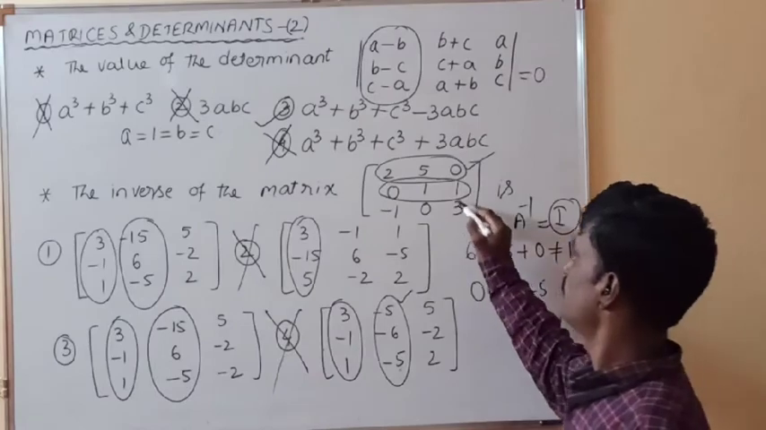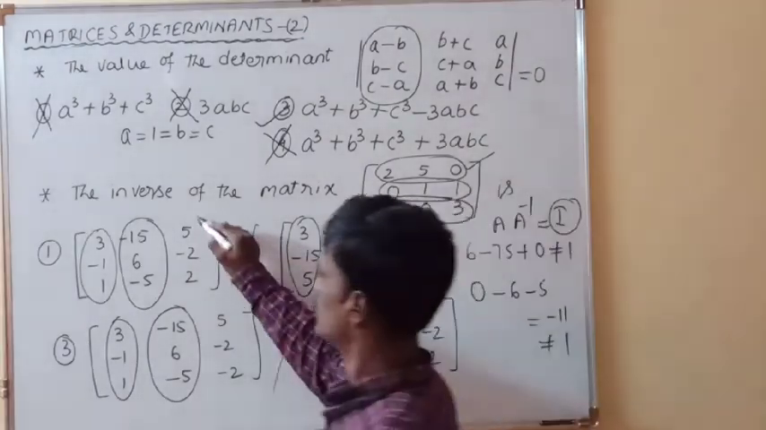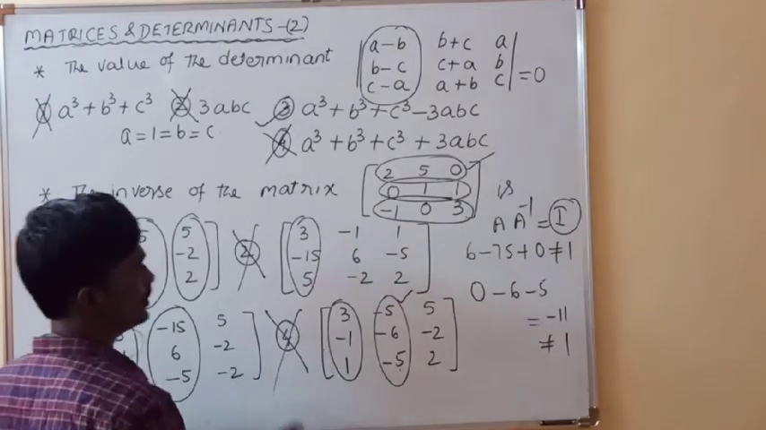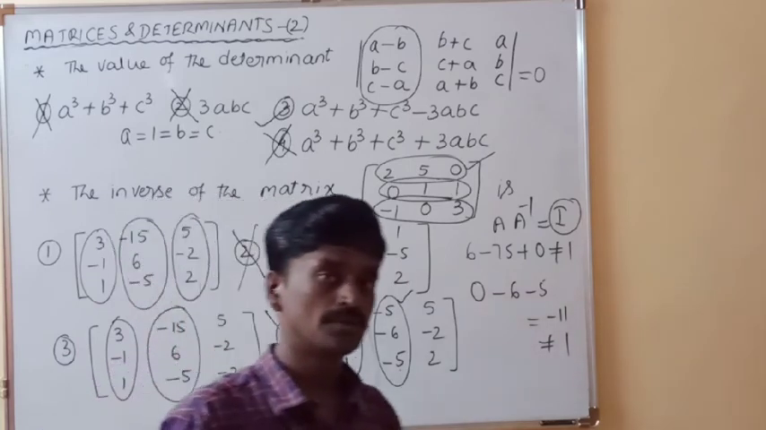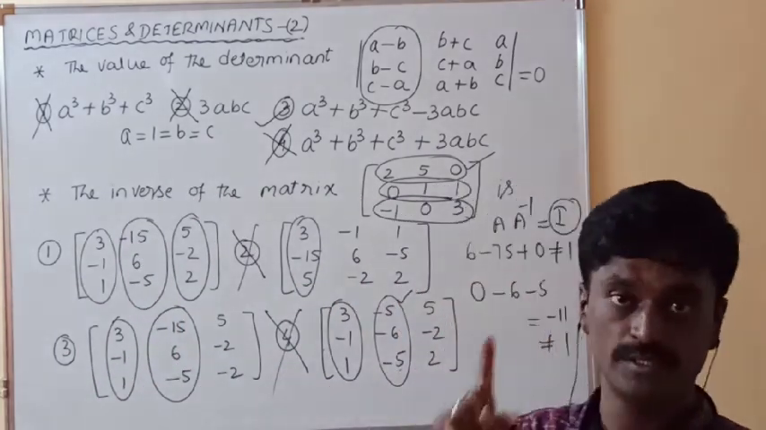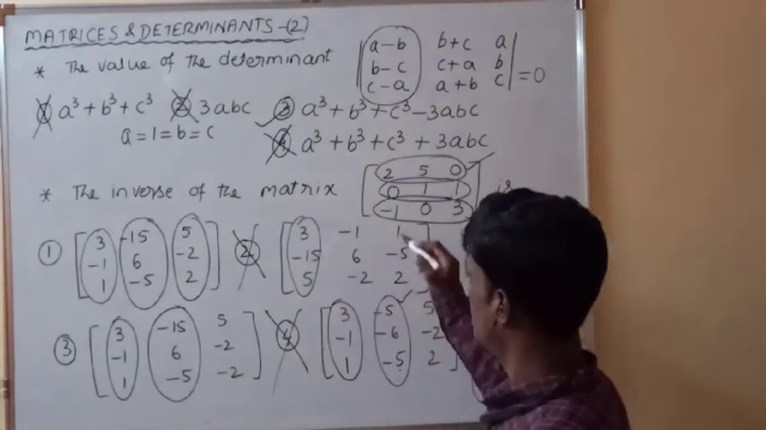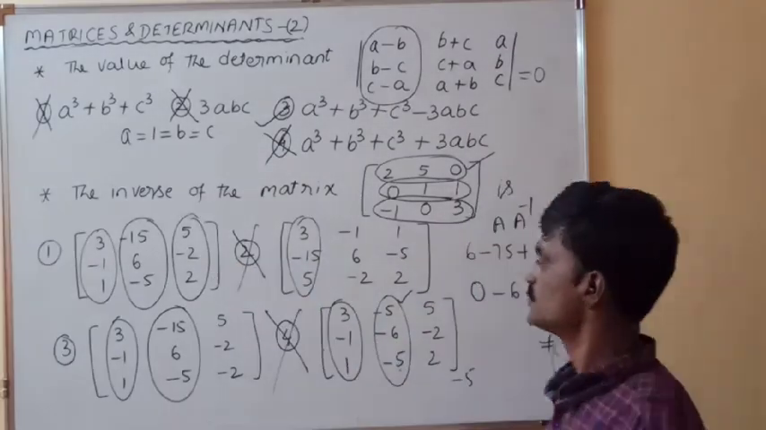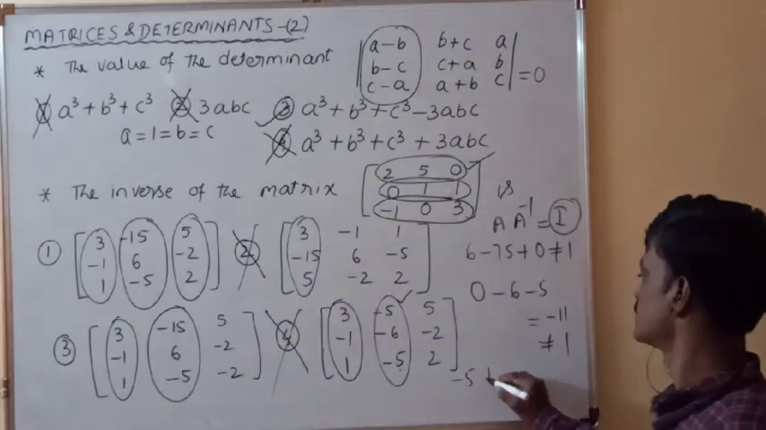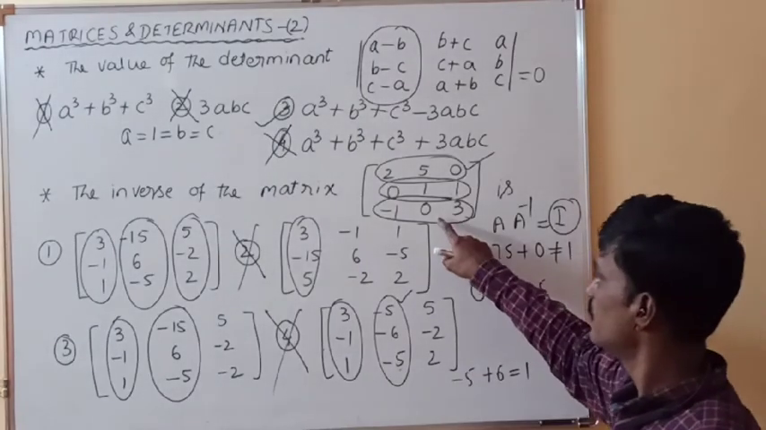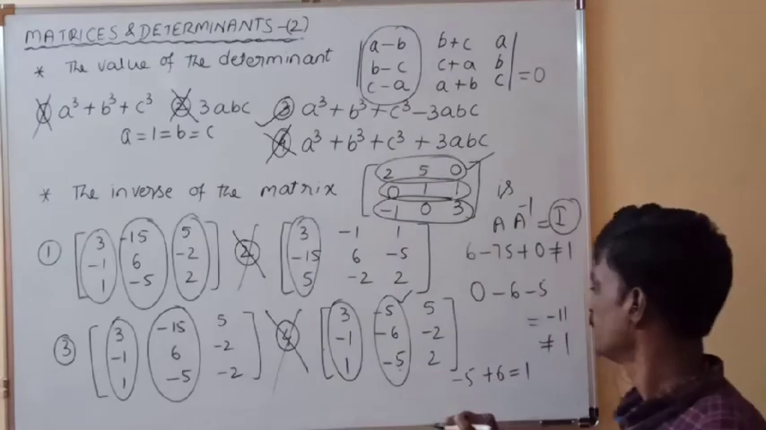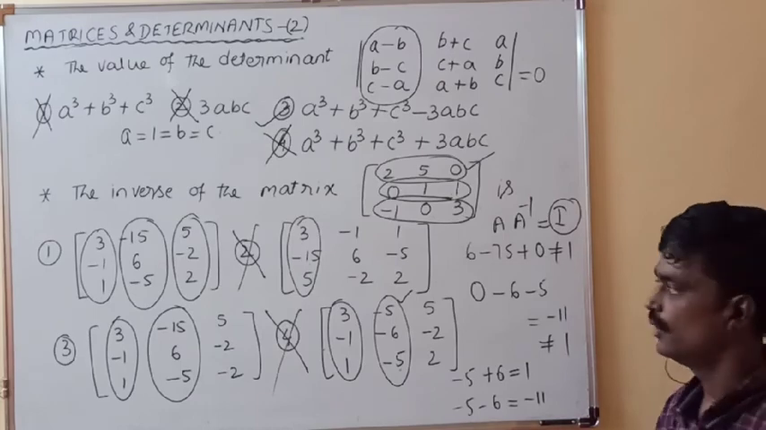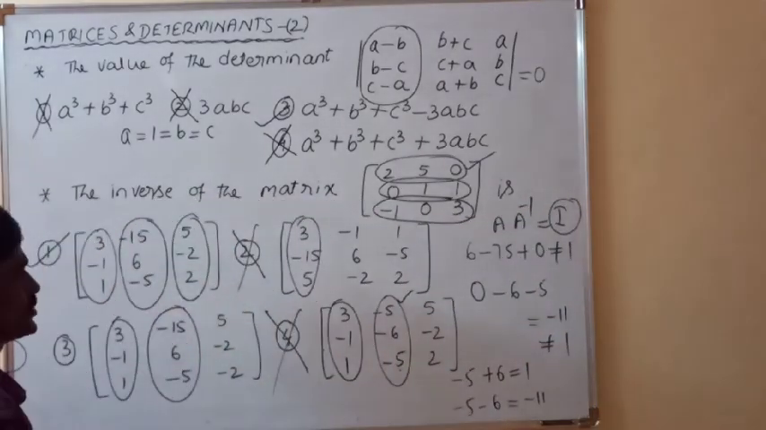Now you multiply the third row into the third column. If you multiply the third row into the third column, what will you get? The third row, third column element of the identity matrix, which is equal to 1. Multiply here: minus 1 into 5, minus 5, 0 into minus 2, 0, 3 into 2, 6. So what are you getting? 1. But if you multiply this third row into this third column, what will you get? Minus 5, minus 6, minus 11. So in which option are you getting 1? Only in the first option. So the first option is the inverse.